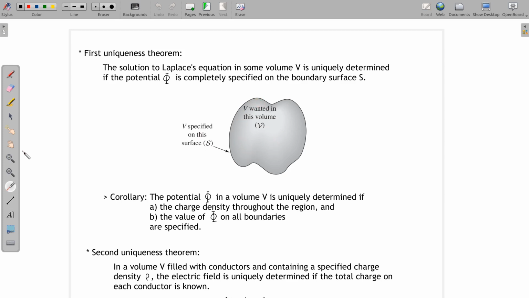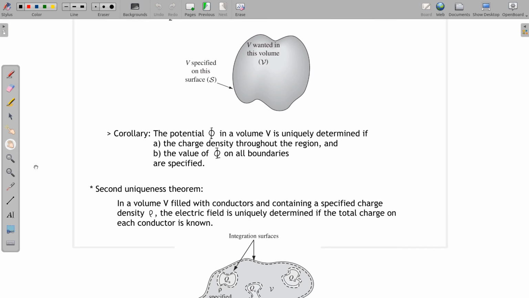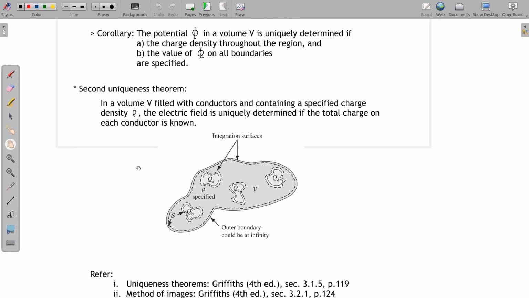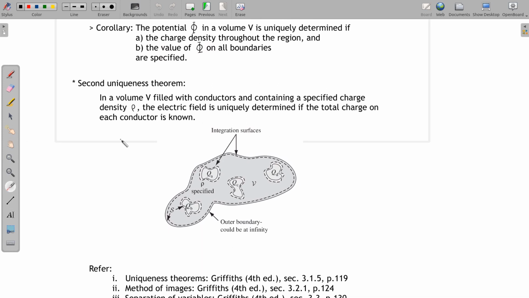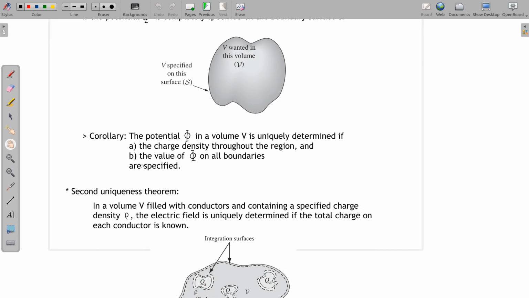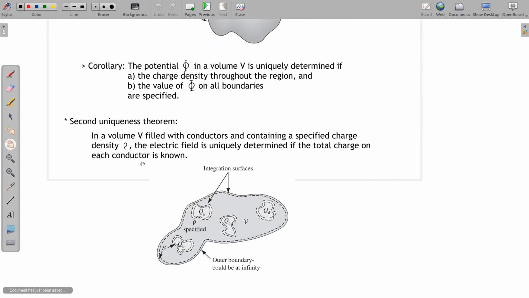Then there is a corollary to it, and the corollary is that the potential phi in a volume is uniquely determined if the charge density in the region and the value of phi on all the boundaries are specified. Then the second uniqueness theorem: the first uniqueness theorem gives us the potential, the second uniqueness theorem gives us the electric field.